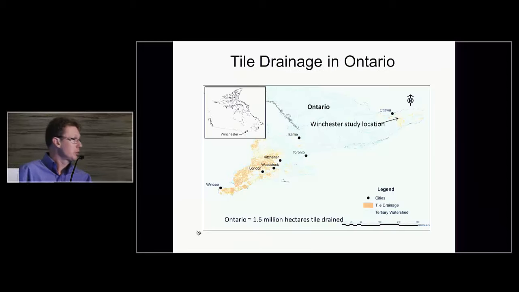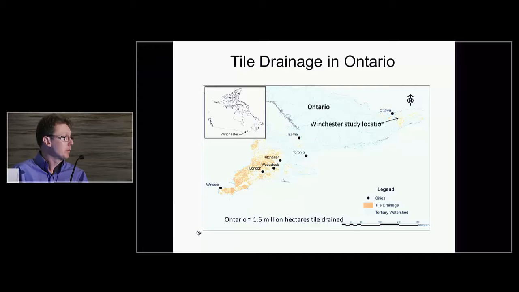So tile drainage, I'm from Ontario, and why do we worry about tile drainage up in Ontario? Well, half of our really productive agricultural land is tile drained. Tile drainage is increasingly being used, so more and more land is being tile drained, and the tile drainage is becoming more intense, meaning that the spacing between drains is shrinking.